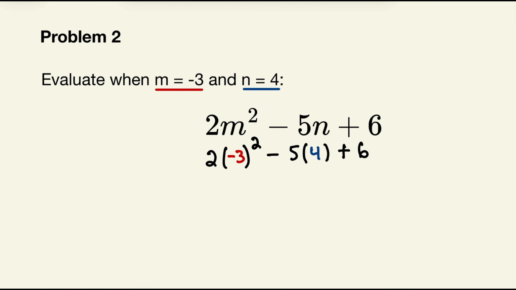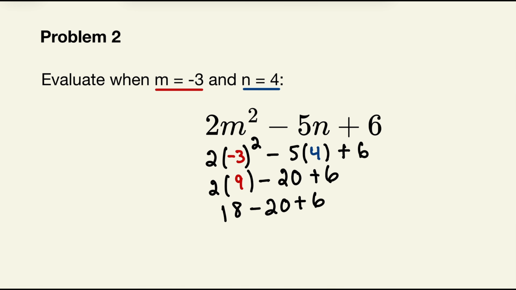So we have 2 times 9, and then we have -5 times 4. So that's -5 times 4 is -20 plus 6. 2 times 9 is 18 minus 20 plus 6, and your answer is 4. Final answer. All right, let's move on to problem number 3.